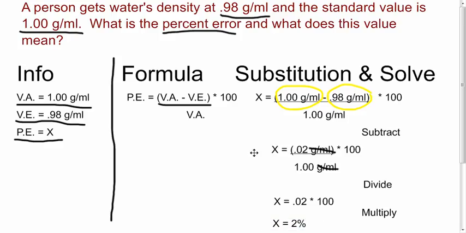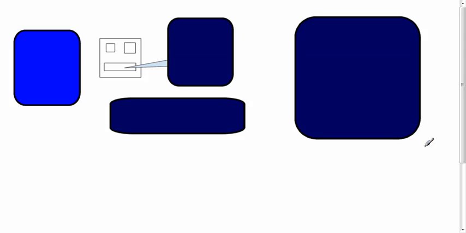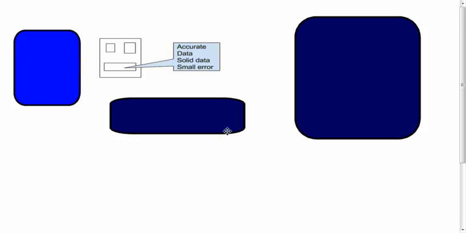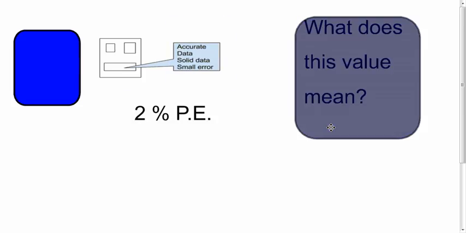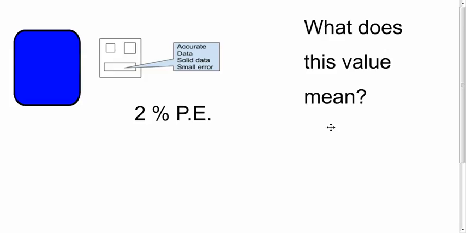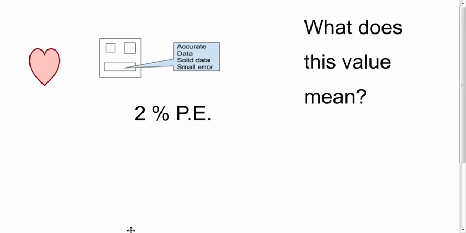So that is my answer. So, in terms of what this means, it means that I've got a value of 2% error. That's very accurate data, good data, and there's not a lot of error within it. And that's something that makes Dr. Square very happy.